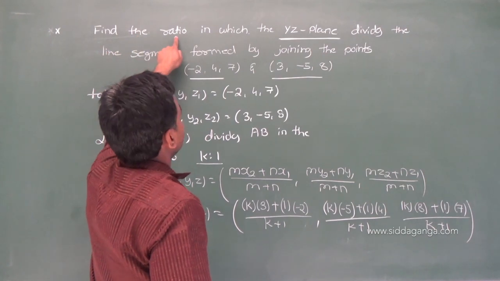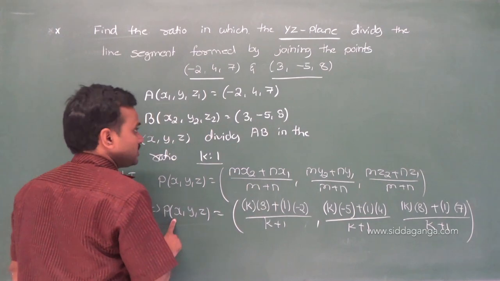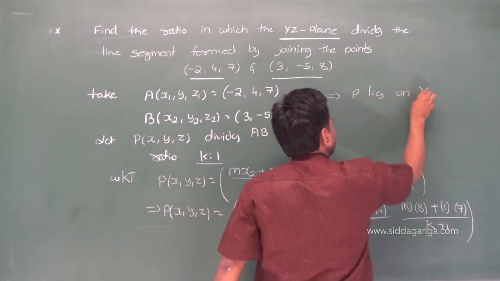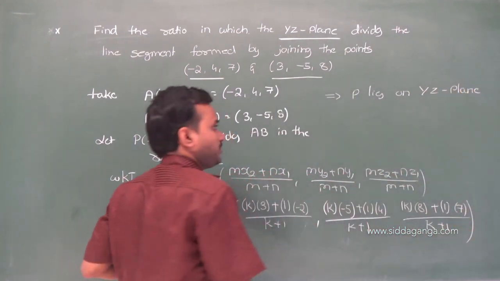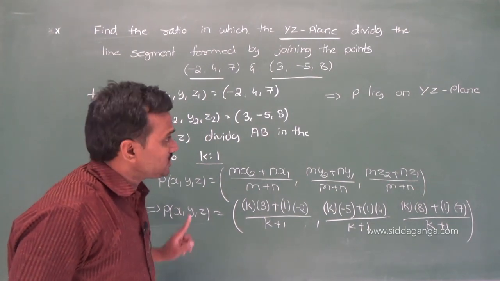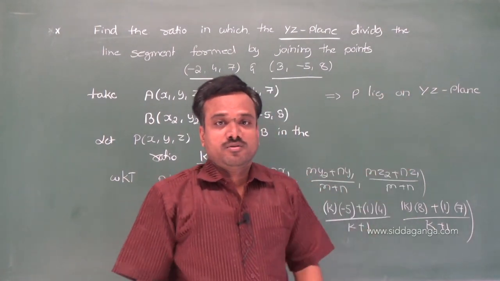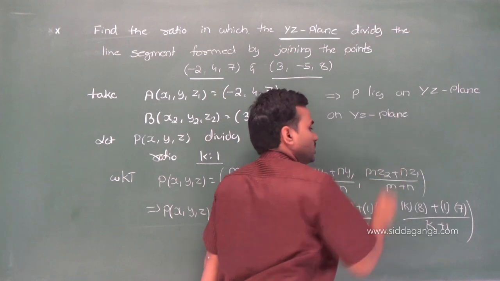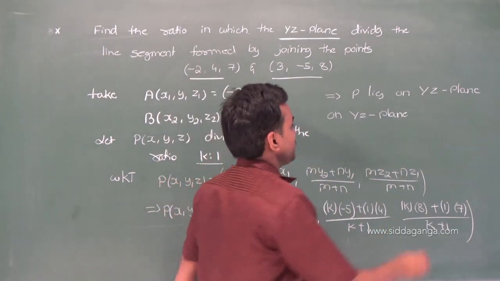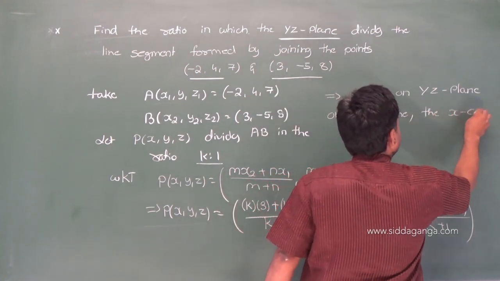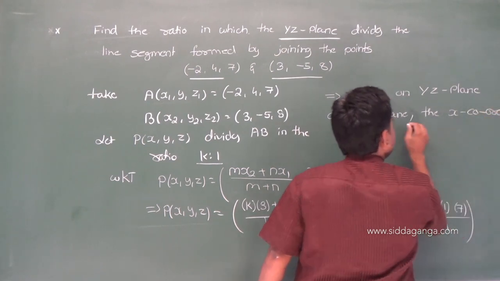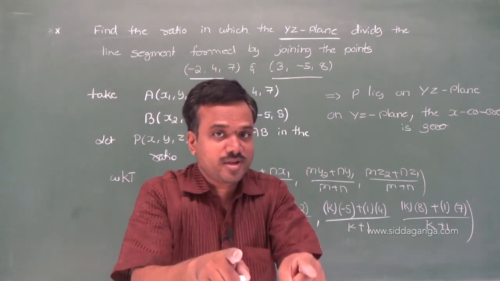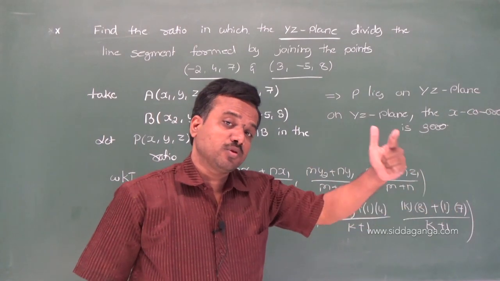Observe the problem. Find the ratio in which the yz plane divides, which implies P lies on the yz plane. We discussed this in the first class. Now, on the yz plane, the x coordinate is 0. On the xy plane, the z coordinate is 0. On the xz plane, the y coordinate is 0.